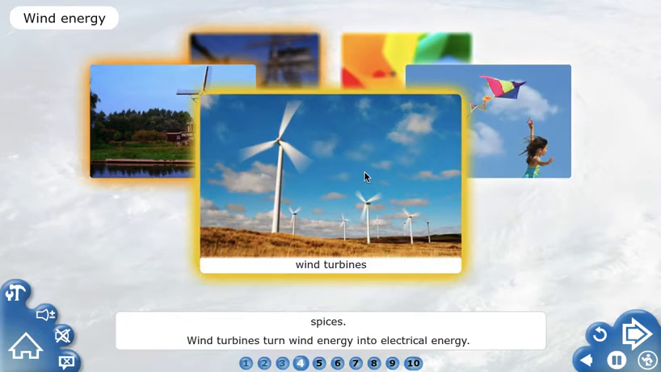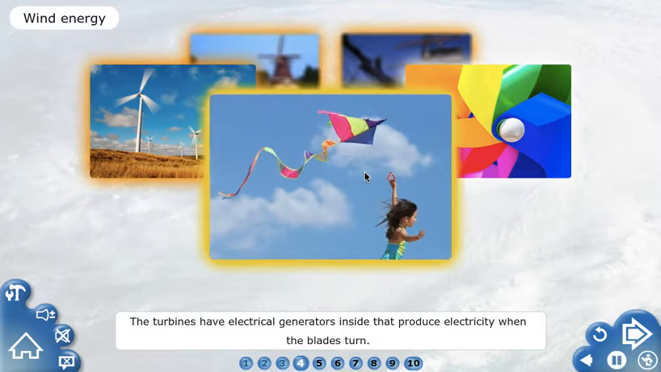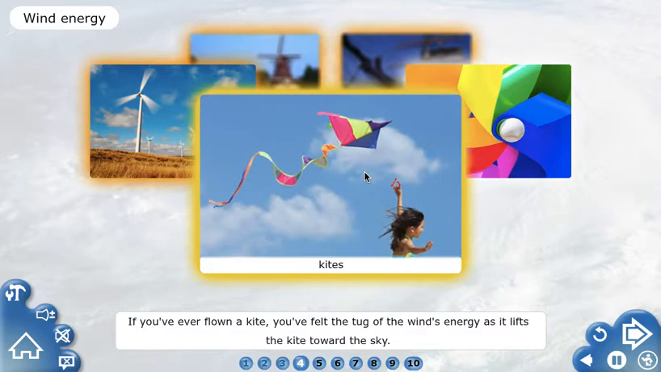Wind turbines turn wind energy into electrical energy. The turbines have electrical generators inside that produce electricity when the blades turn. If you've ever flown a kite, you've felt the tug of the wind's energy as it lifts the kite toward the sky.